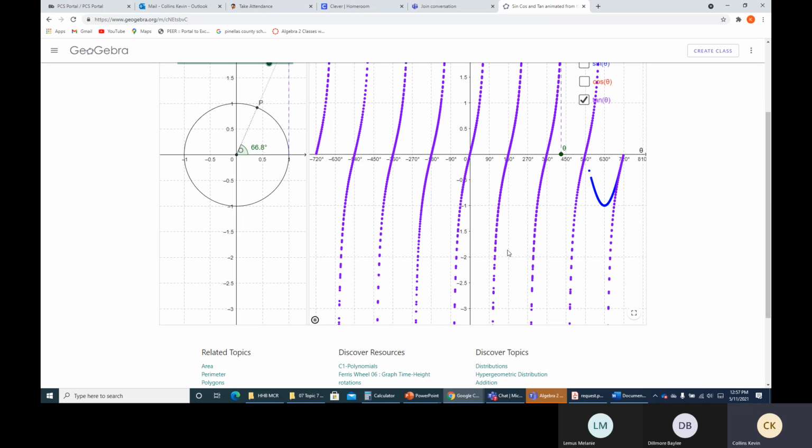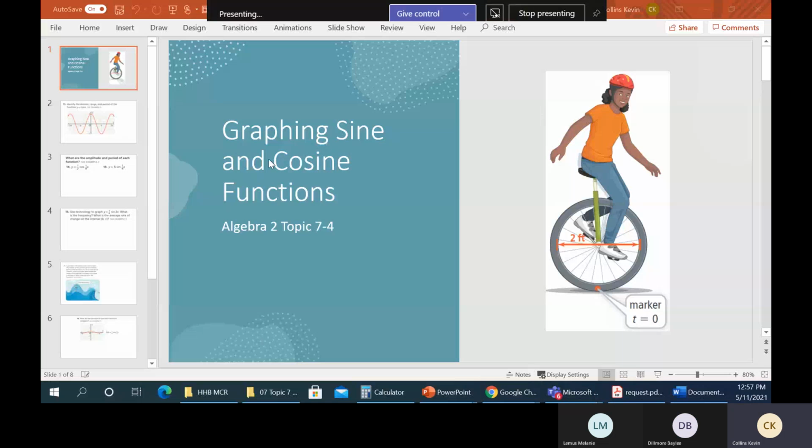All right, I'm going to go ahead and switch over to our regular stuff. So this will go away for a second, and then I'll be back with the other screen. Okay. So can we see now? Can we see the kid on the unicycle? All right.